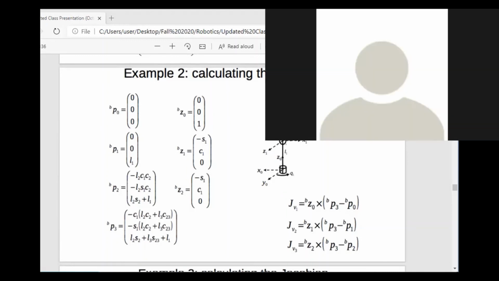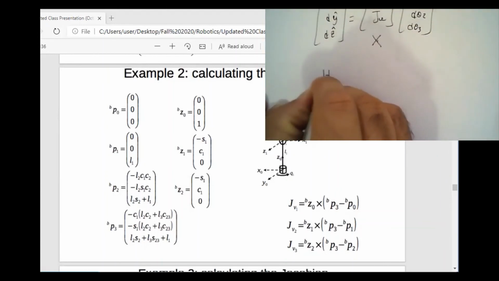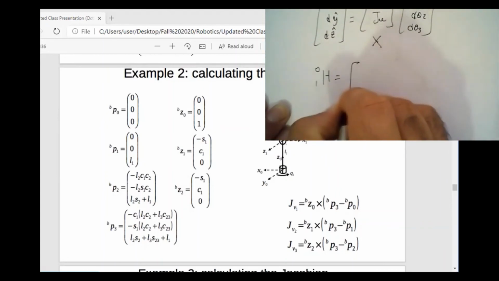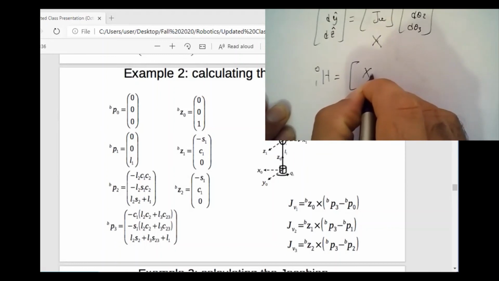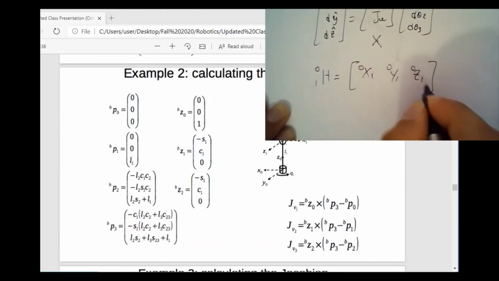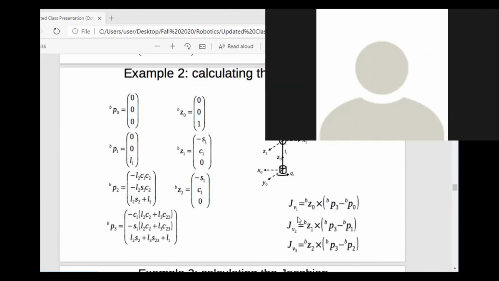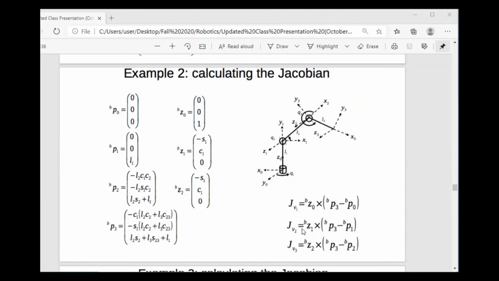Let me do it here to clarify that. So I can write my H01. H01 is going to be equal to what? X10, Y10, Z10. So this is the Z10 that you are going to need here. So this is my Z10, okay? For Z20, again, you'll look into H20, and then you can use H20 to pull this vector.